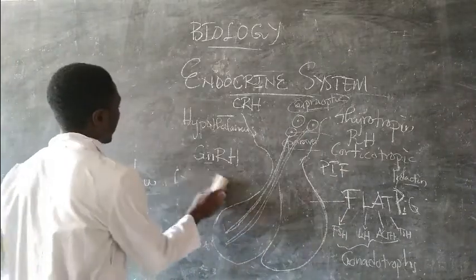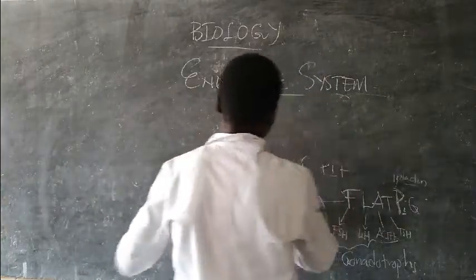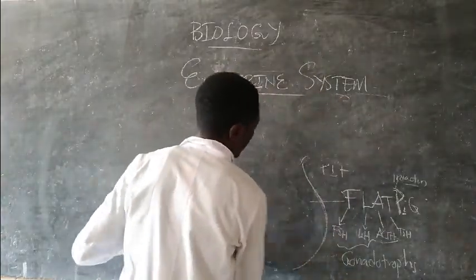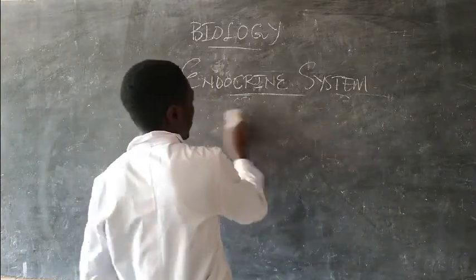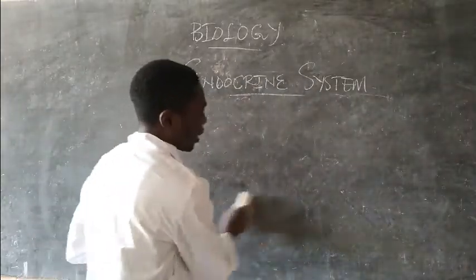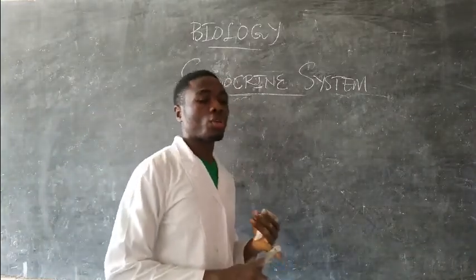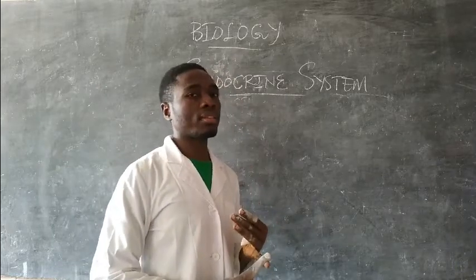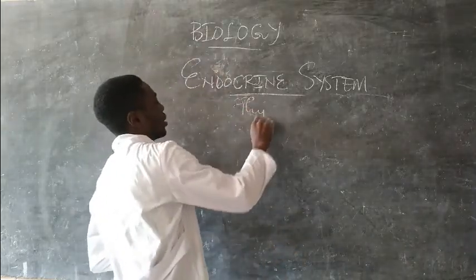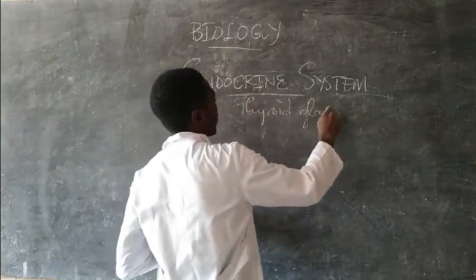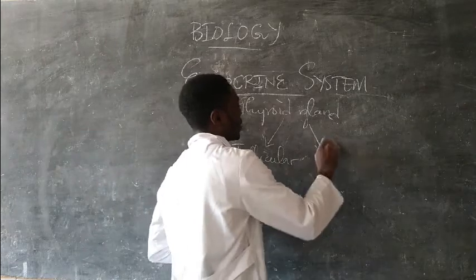Now we are going to move to the next gland. If we are moving down in order, we are going to move straight to the thyroid gland. Now, the thyroid gland has two types of cells. It has what we call follicular cells and parafollicular cells. That's what you should understand.